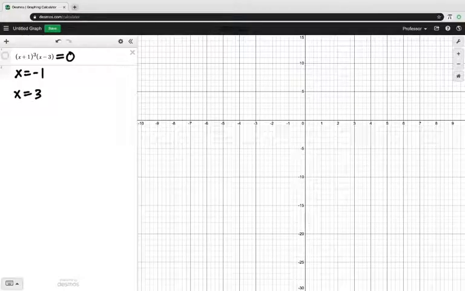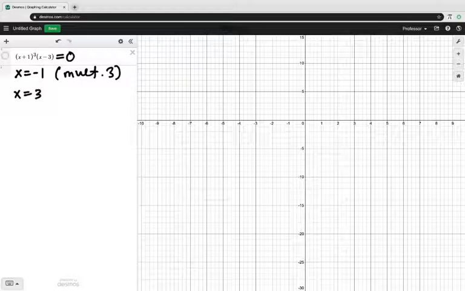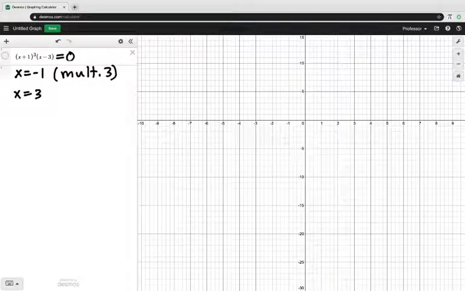Of course, -1, the factor, is cubed, so I know that the multiplicity for -1 is 3. Wow, that doesn't even look like it's in English. Let's try that again. Multiplicity is 3. Okay. So then the multiplicity for 3 is 1 because its exponent on its factor was 1. So it's just going to behave like a regular x-intercept at that point.